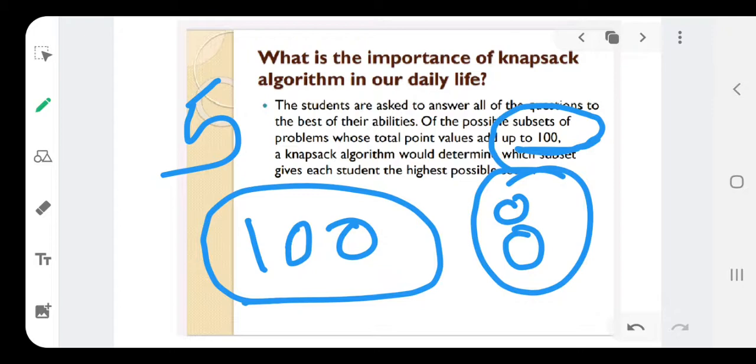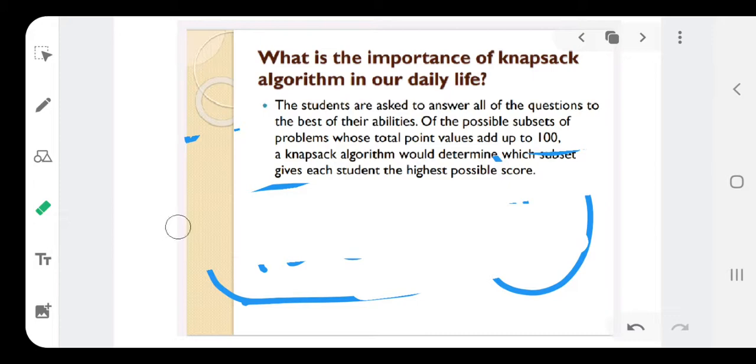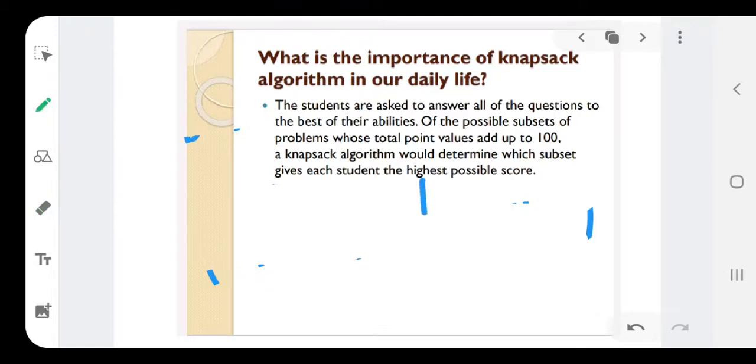And one more constraint generally is that they have to complete the paper in the answer book they have been issued. So of the possible sets of problems whose total point values add up to 100, a knapsack algorithm would determine which subset gives the highest possible score. The decision is which questions they have to choose so that it gives the highest possible score.